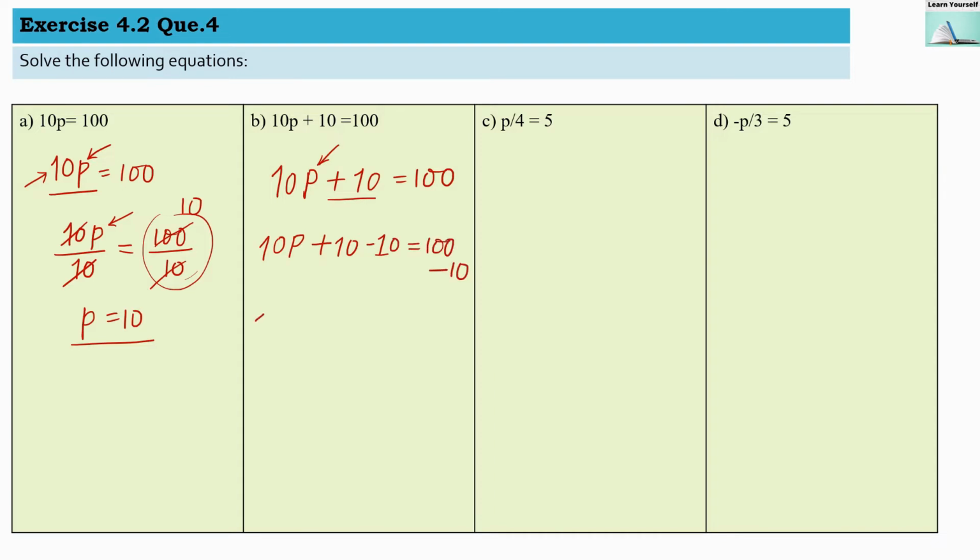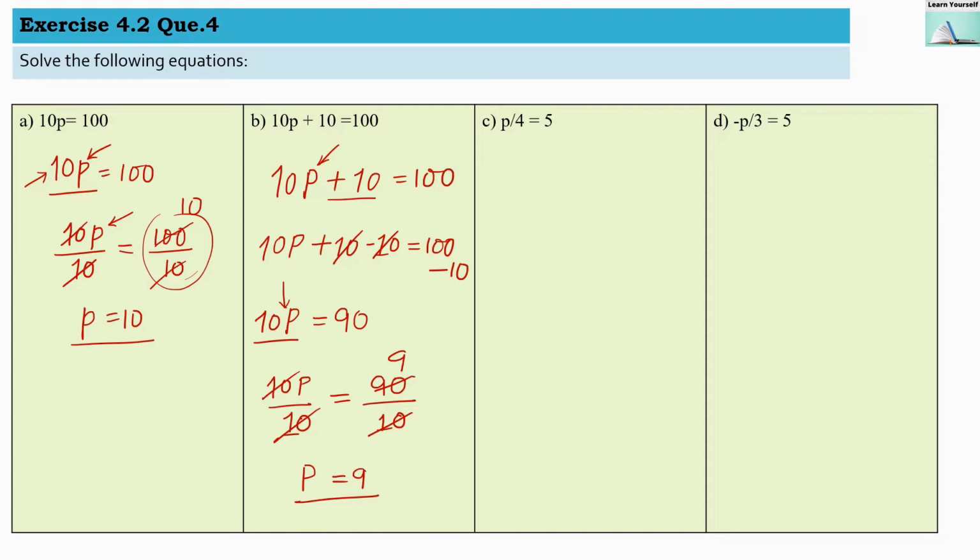So here in 10p plus 10, this 10 and this 10 will get cancelled out, equals 100 minus 10, which will give us 90. Now 10 is in multiplication with p. So we can divide both sides by 10 to make the variable separate. So 90 divided by 10, as we have divided by 10 on both sides. So 10 and 10 will get cancelled out, and here we will get p equals 9 tens are 90, 90 divided by 10 is 9. So p equals 9.